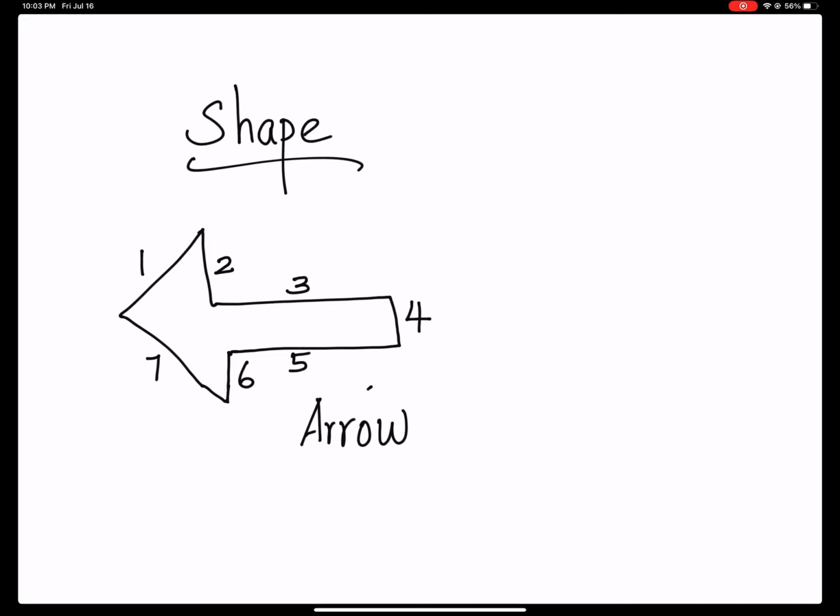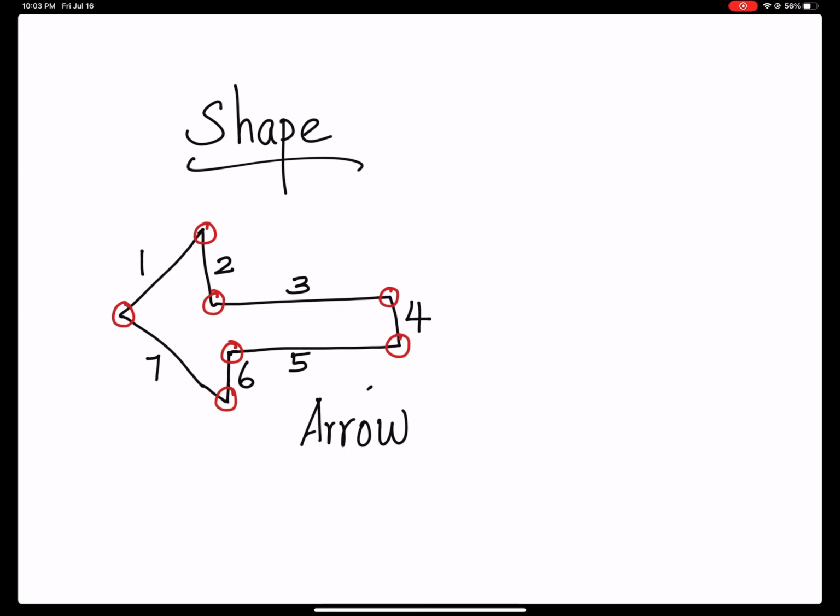The angles are the corners where two sides meet. I have to count the angles that point in, and not just the angles that point out. So here we go. Angle 1, angle 2, angle 3, angle 4, angle 5, angle 6, angle 7. This shape has 7 sides and 7 angles.